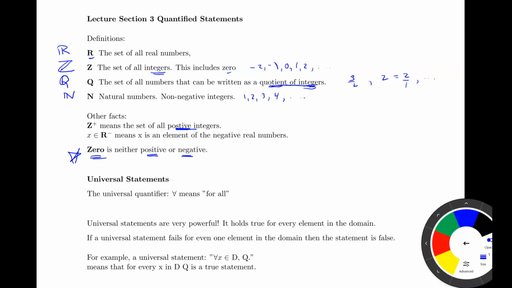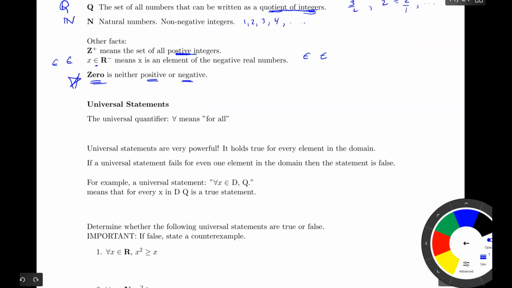And so this X with this little sign here, and I'm going to write it like that, an element of, like a little E, element of. So X is an element of the negative reals. Right, and remembering that 0 is not positive or negative.